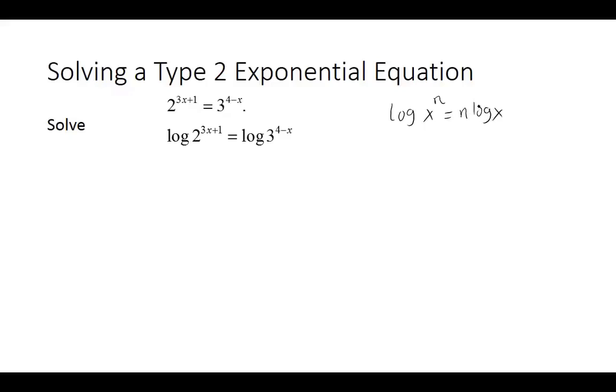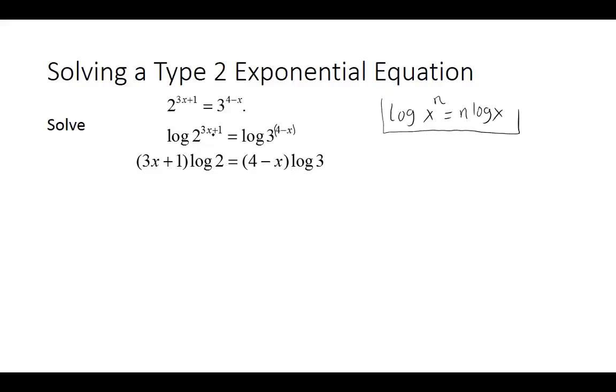You want to write this down somewhere as one of those properties that you want to remember. So this exponent, 3x plus 1 and also 4 minus x, would go right in front of this log for both of them. So on the left-hand side, I would get 3x plus 1 times log of 2, equal to, my exponent here is 4 minus x times log of 3.